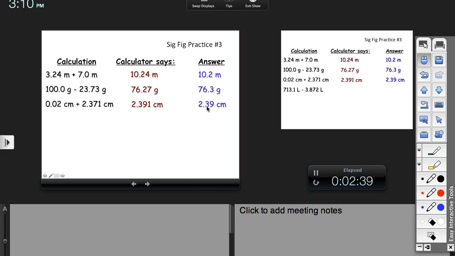Some of you put 2.4. If I put 2.4, I only have 1 decimal place. In adding and subtraction, you're just looking at the decimal places. Overall number of significant figures is for multiplication or division. So check this one out. That's what your calculator is going to give you.